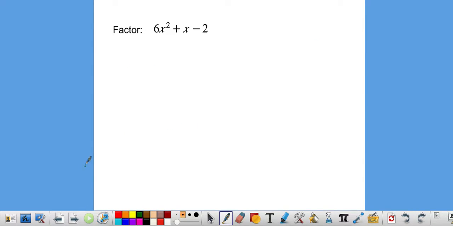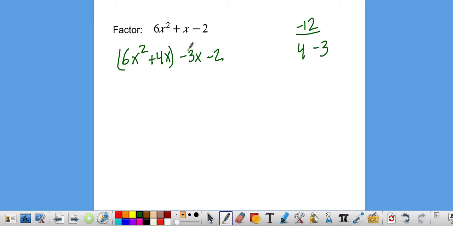We'll do one more, and then we're going to talk about one last topic, then we'll be done. So one more, we do 6 times negative 2 for our AC, negative 12. What multiplies to negative 12 but adds to 1? That'd be 4 and negative 3. So 6x squared plus 4x minus 3x minus 2. Group them, add in between.